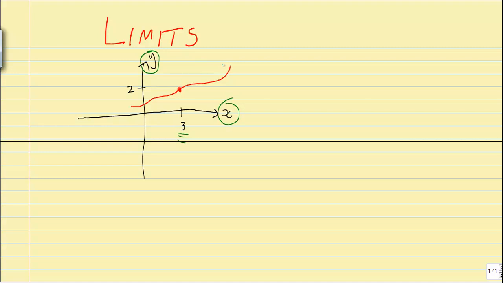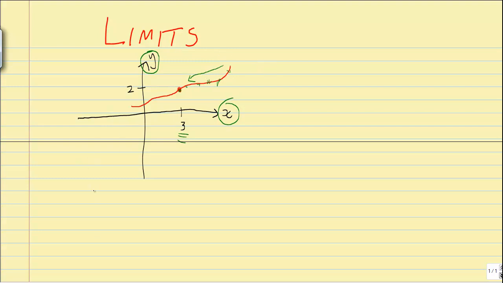I'm going to start here and move down our function to this point. And as x is getting closer and closer to 3, we can see our y values getting closer and closer, and eventually our y values get to there, and we can say that it equals 2. Now, this may seem fairly straightforward and obvious to you, but just bear with me here.